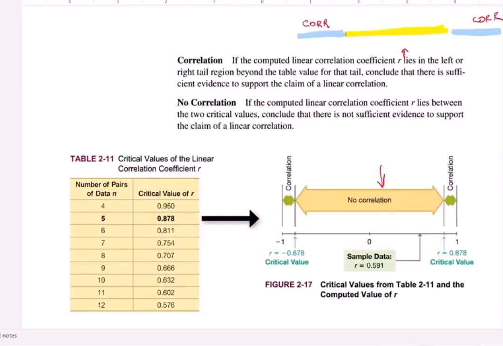If I went back to here, I had 5 pairs of data for the one that I used. So I would come here to 5. My critical values are 0.878 and negative 0.878. Let's put 0 here in the middle. And my R value was 0.59, which is between my critical values. And when they're between the critical values, as we can see, there's no correlation.